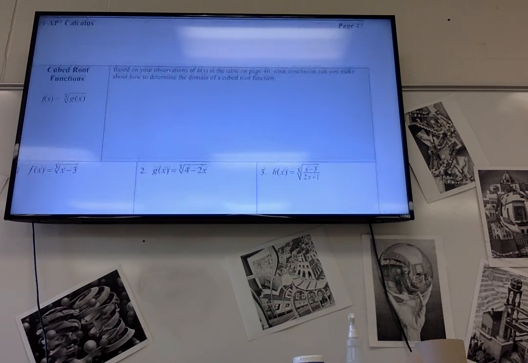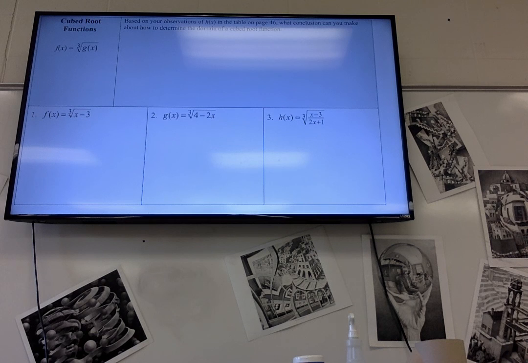Okay, moving on to the last part. Cubed root functions. It seems like, most of them, they've been from negative infinity to infinity. I don't have a problem with cubed root functions, unless there's something weird under a cubed root function. That's the only time I'd have a problem.